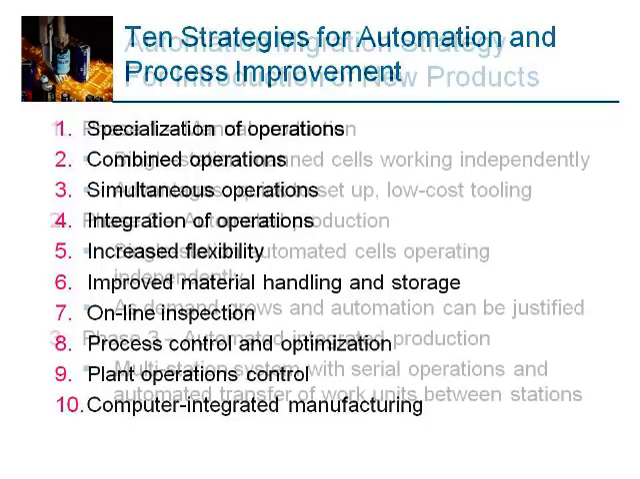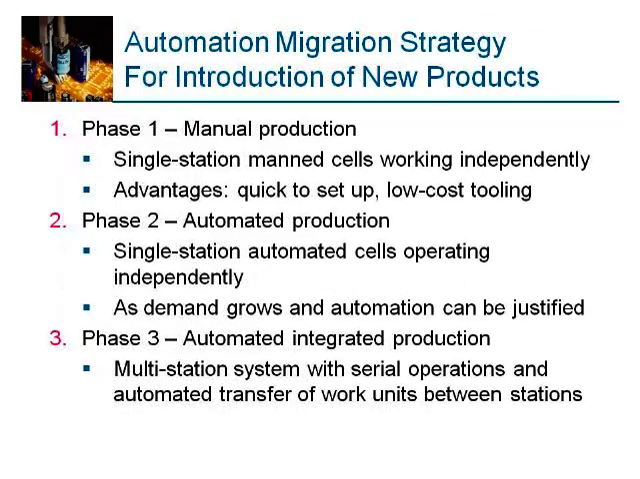Automation migration strategy for introduction of new products. Phase 1 is manual production. Single station manned cells working independently can be used. The advantage of this is quick setup and low cost tooling. Phase 2, automated production. Single station automated cells operating independently can be used. As demand grows, the automation can be justified.